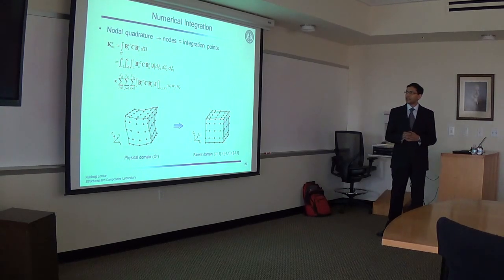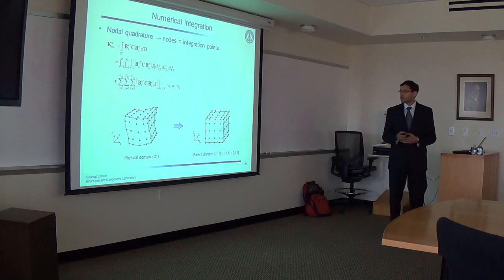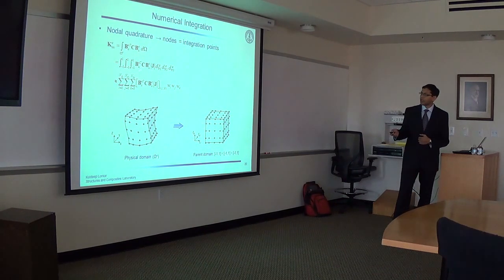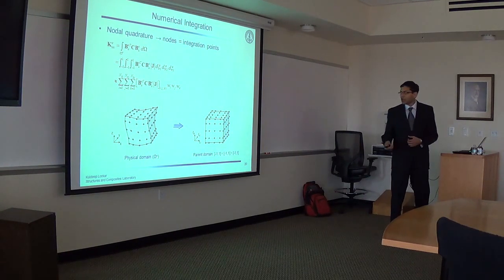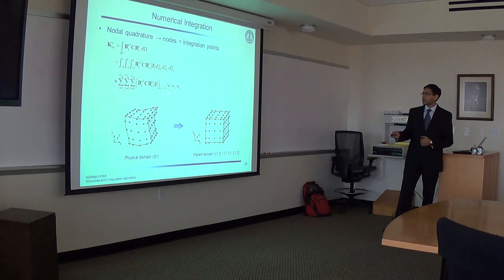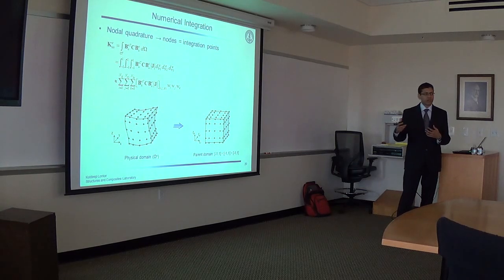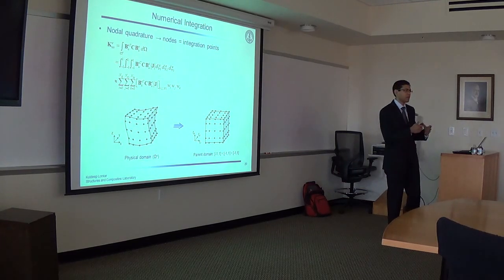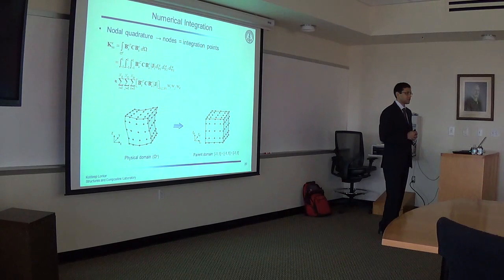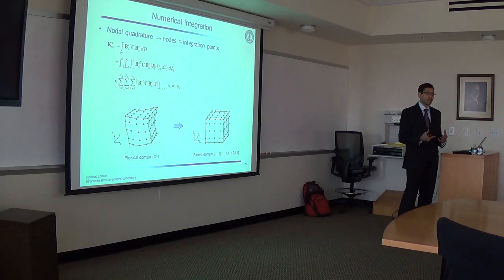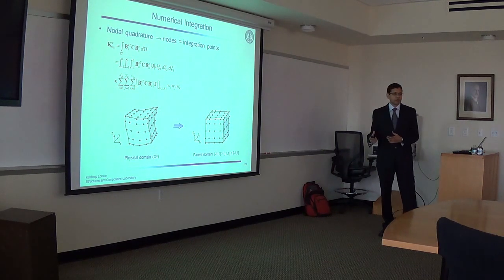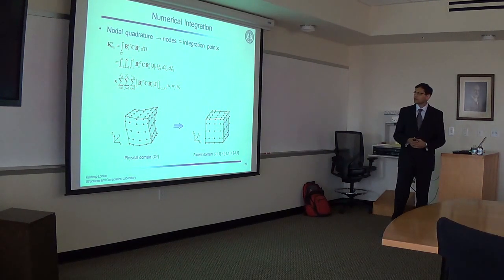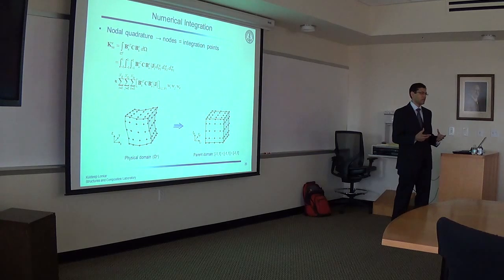We evaluate this integral using some quadrature. So what we do is we evaluate the integrand at some points inside this domain. These points are called integration points. So we evaluate this integrand at these integration points and multiply by corresponding weights. And the sum gives us the approximate value of the integration. Now in case of spectral element method, we use nodal quadrature, which means that the integration points are the same as the nodes. However, for any numerical quadrature to work, the integrand has to be continuous in the domain.